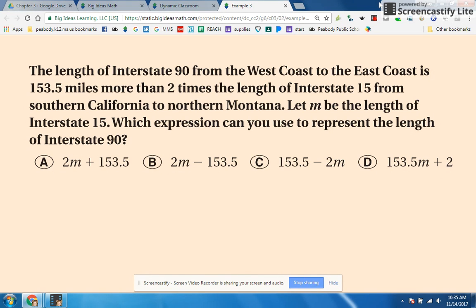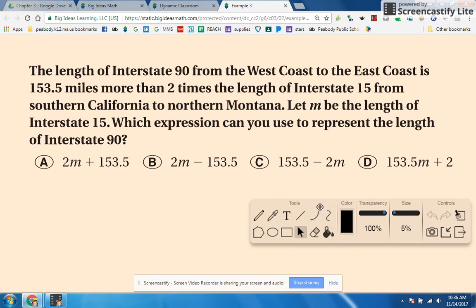Okay, now we're doing this as a word problem, and this is going to be a multi-step. So you have to look for several keywords here. It says the length of Interstate 90 from the West Coast to the East Coast is 153.5 miles more than 2 times the length of Interstate 15 from Southern California to Northern Montana. Let M be the length of Interstate 15. Which expression can you use to represent the length of Interstate 90? So make sure when it says Interstate 15 and Interstate 90, these numbers aren't involved in the math at all. That's the name of the highway. So just keep that in mind.